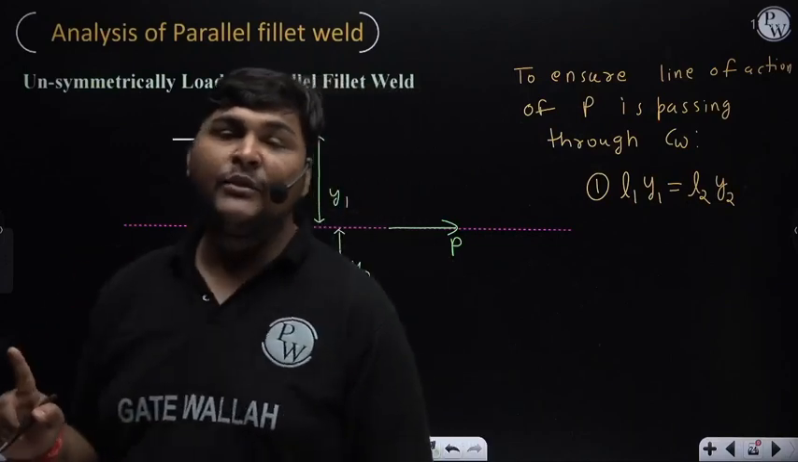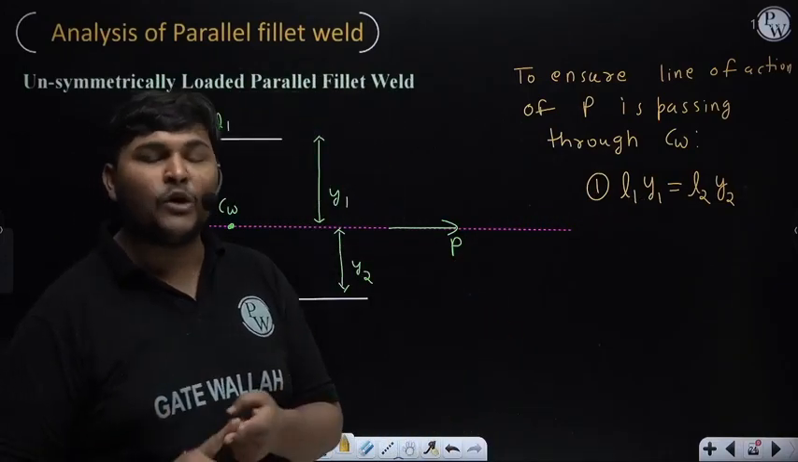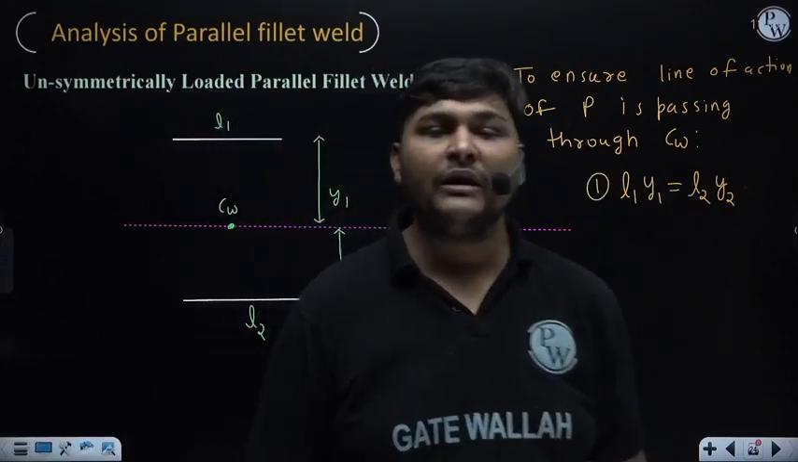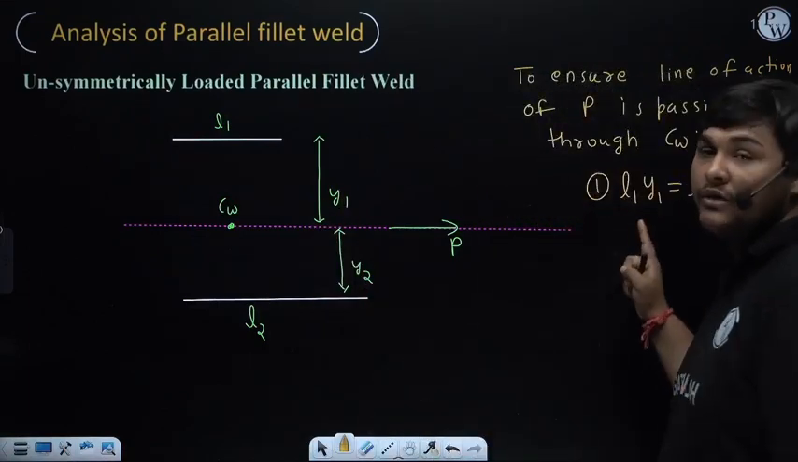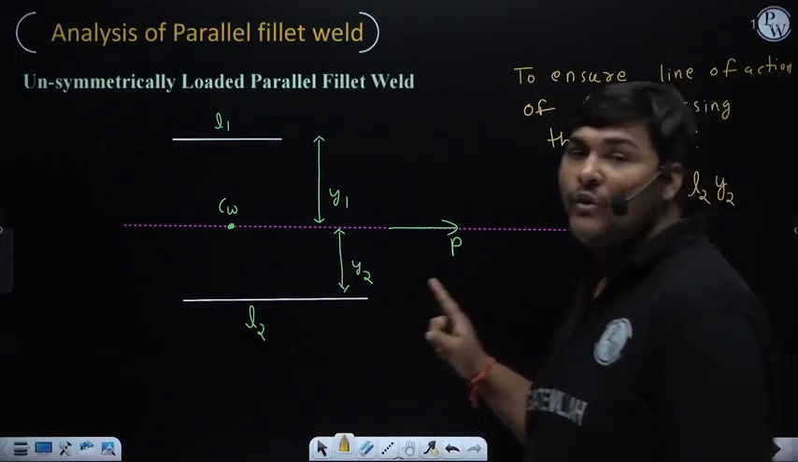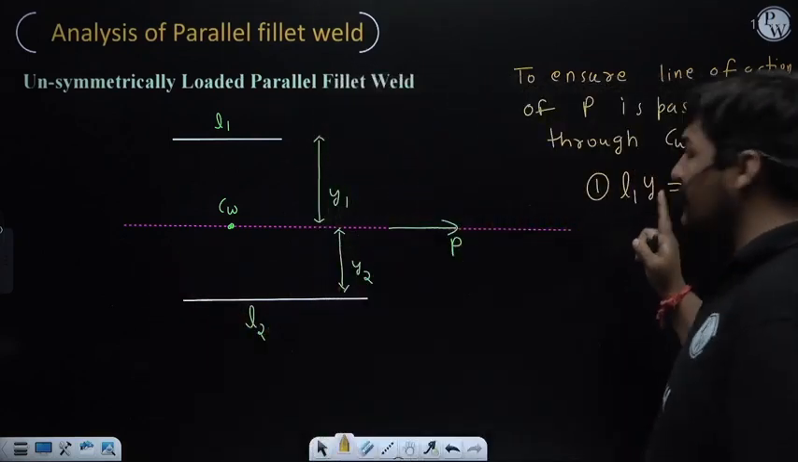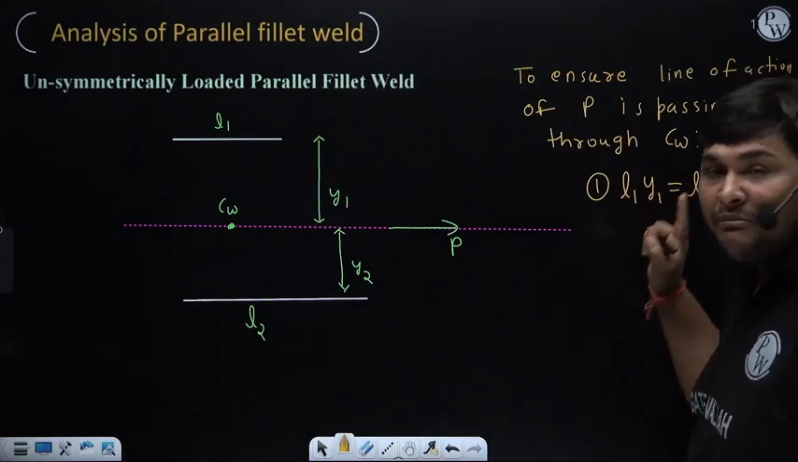Now what relation do we need to maintain? We need to maintain this relation. If we take the values of L1 and L2 by maintaining this relation, we are ensuring the line of action of force P passes through the combined centroid, and that we will always ensure, because in parallel fillet weld we don't want any secondary stress to come in our weld. So this relation we will always ensure. It is the one relation between L1 and L2, and you need to remember it.